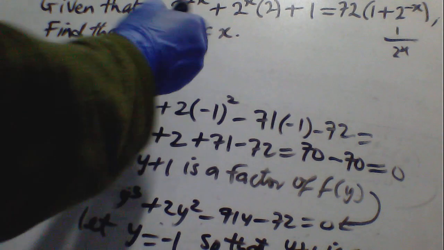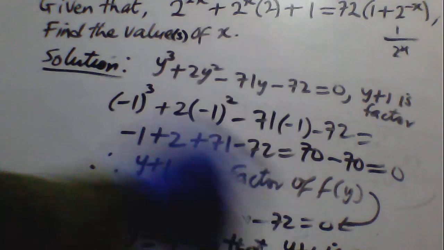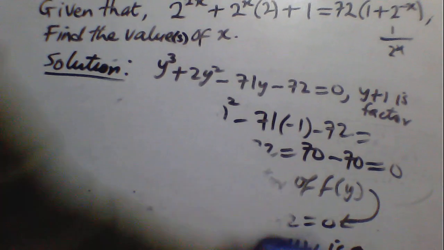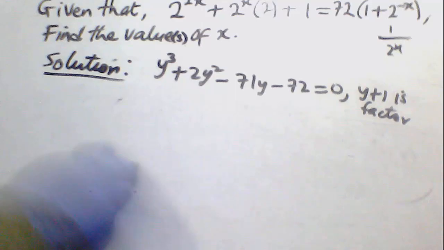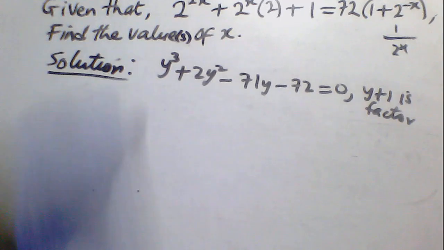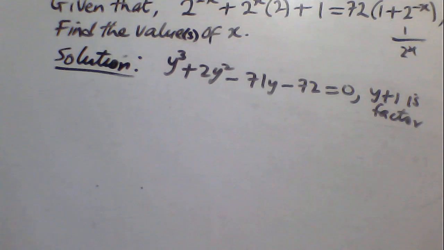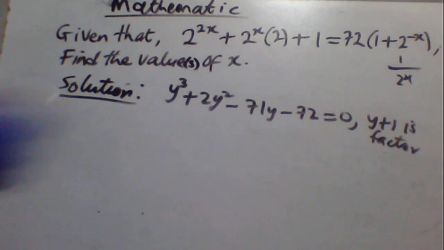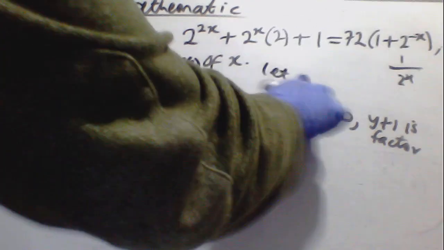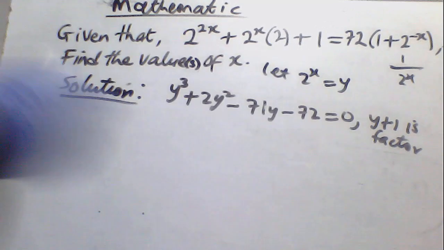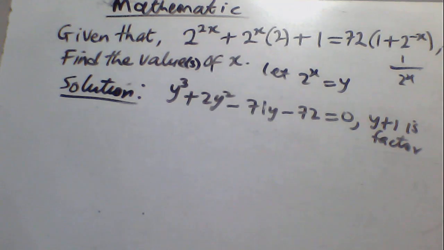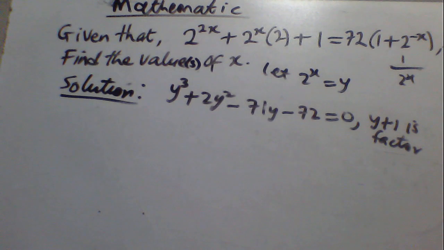So let's bring this up. y raised to the power 3 plus 2y squared minus 71y minus 72 is equal to 0. And we had that y plus 1 is a factor. So let's clean here. The next thing is to see if we can get other factors of this equation. Remember how we arrived at using y as a substitute. We said that let 2 raised to the power x equal y. So this is where we started, and now we have already gotten one factor of our new equation to be y plus 1.